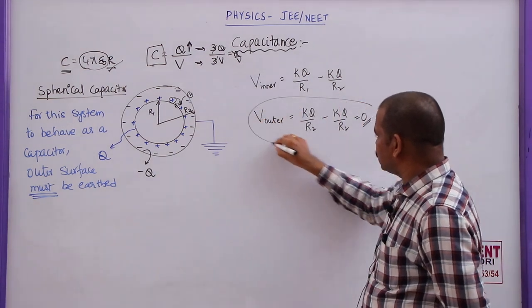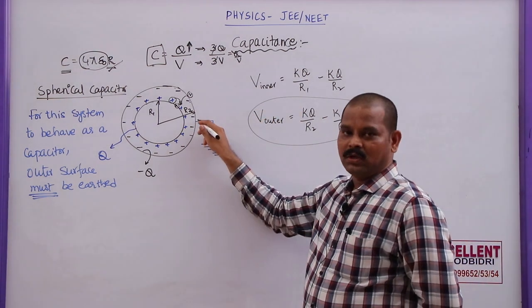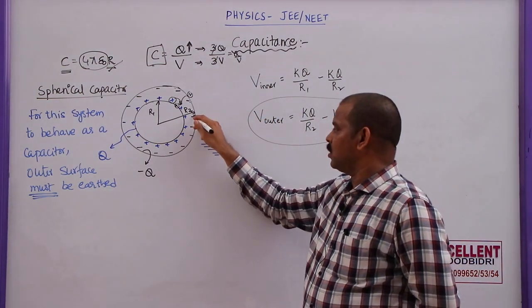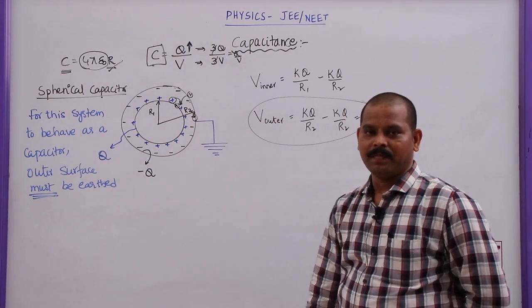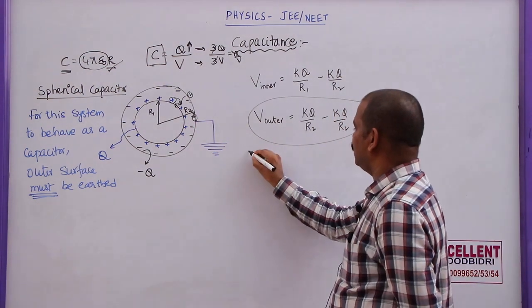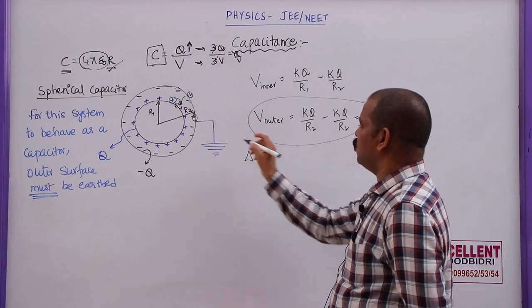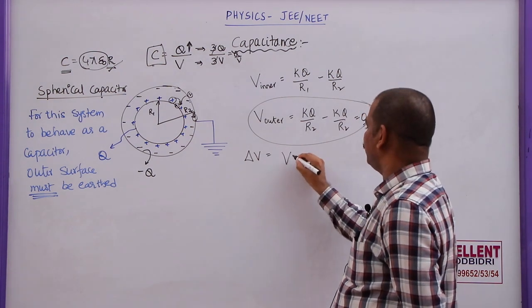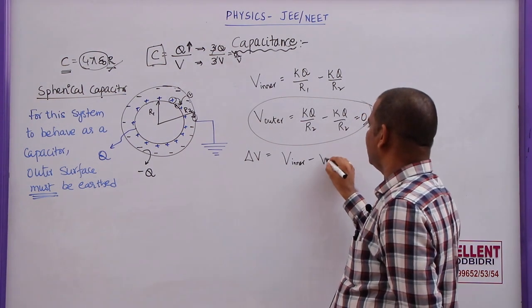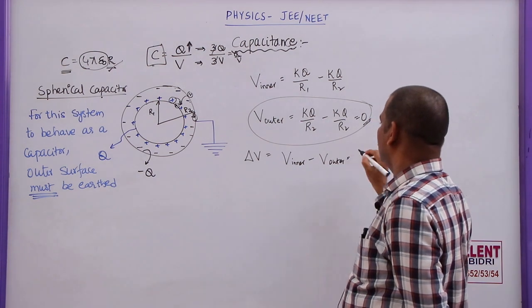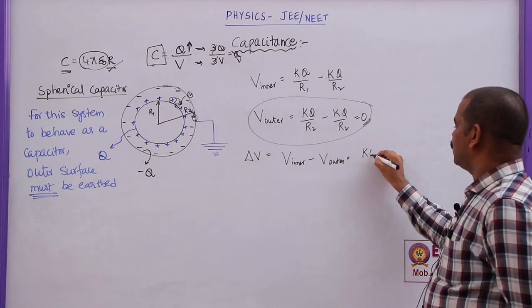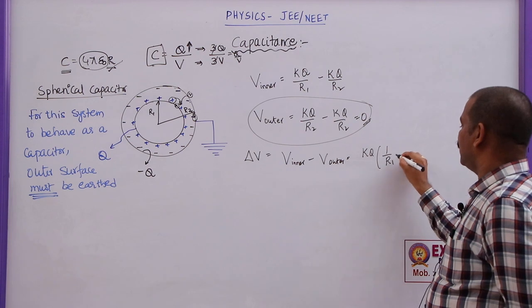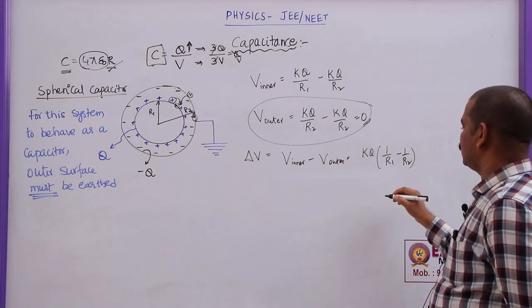Without writing this also, we know that whenever the outer surface is earthed, the total potential of this surface will become 0. So, what is the potential difference between the two spheres here? This is V inner minus V outer. So, this can be given by k q common, 1 by r1 minus 1 by r2.